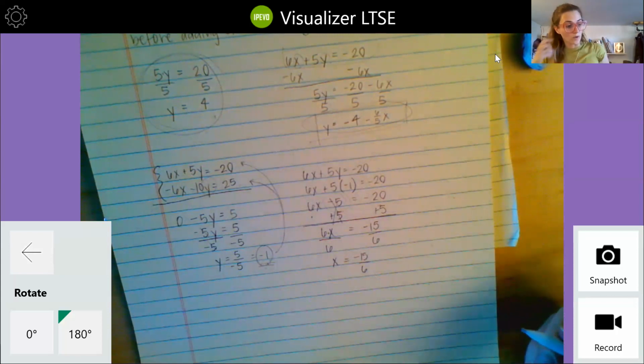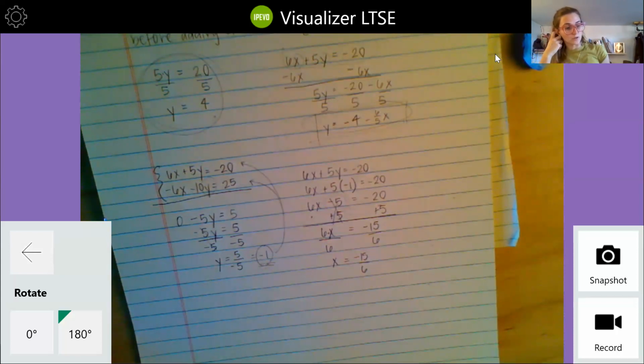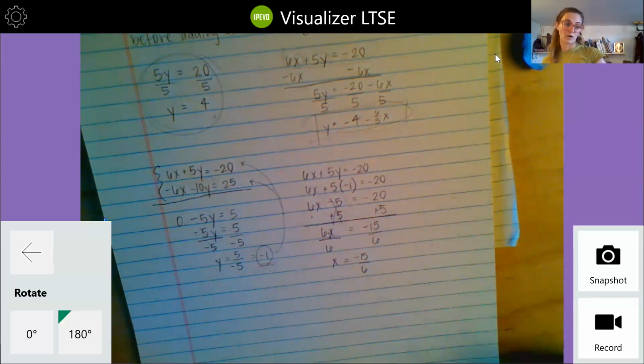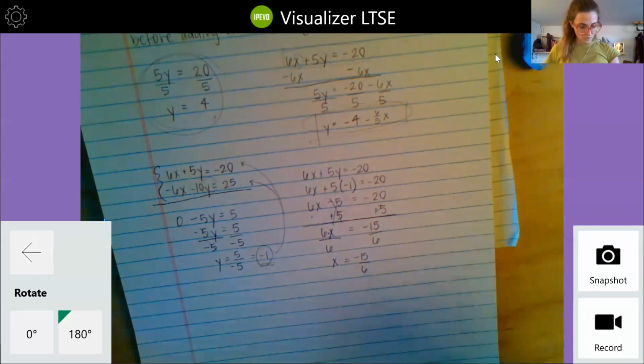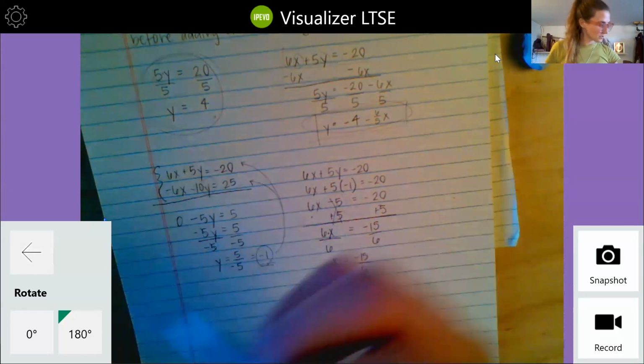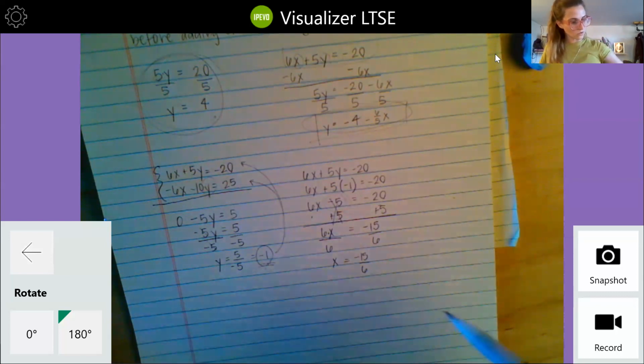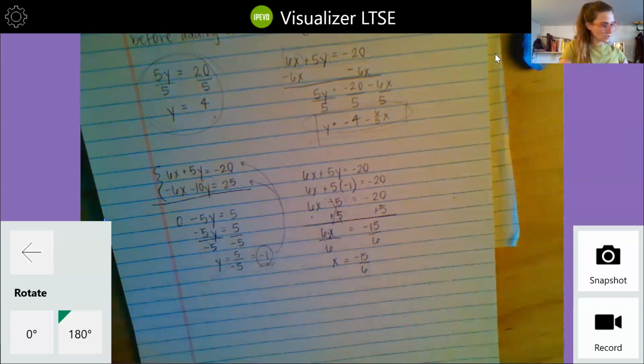Now what I can do is I can plug those answers back in to my original equations to double check my work. So let's give that a try. So we've got, where am I looking? So I've got 3a.